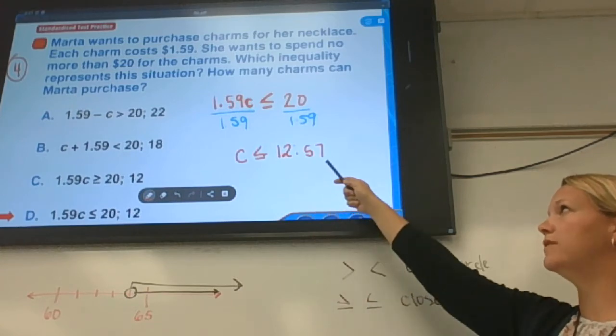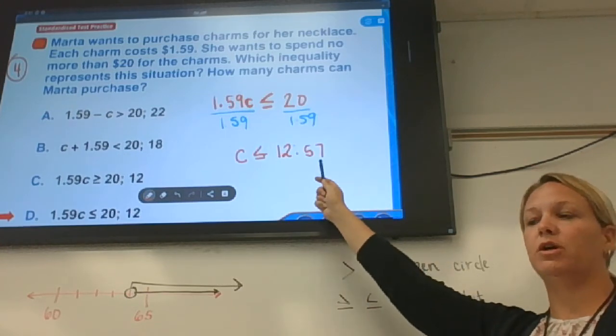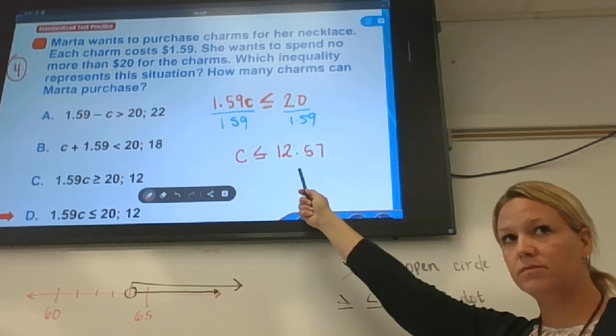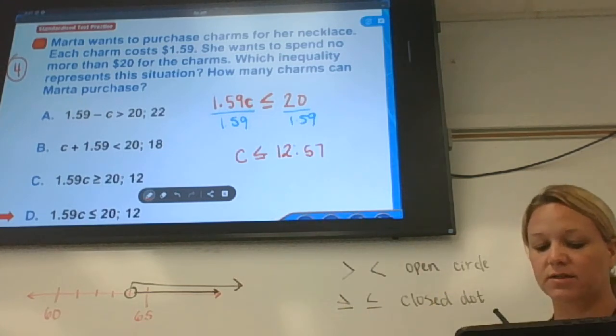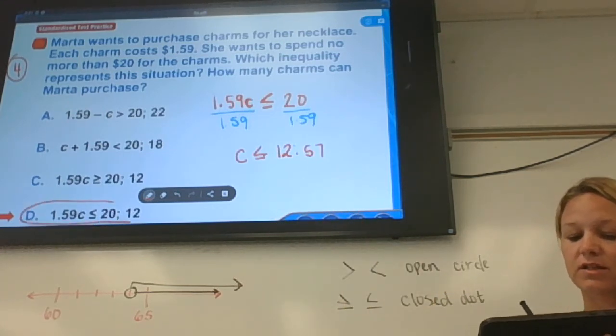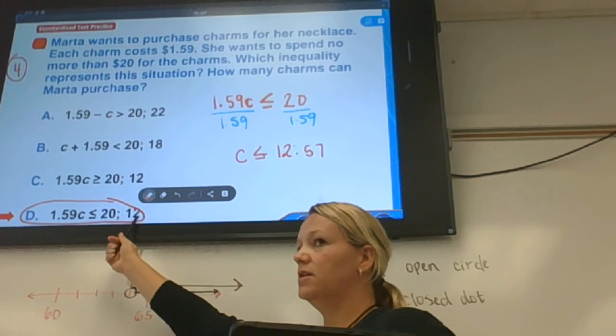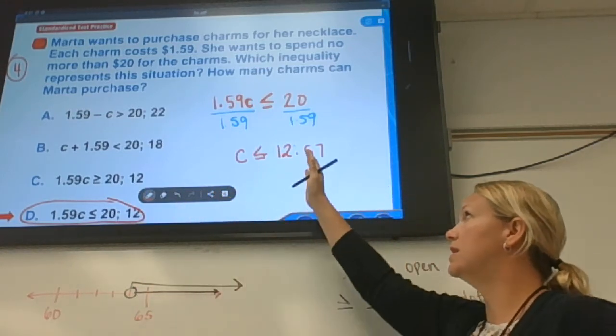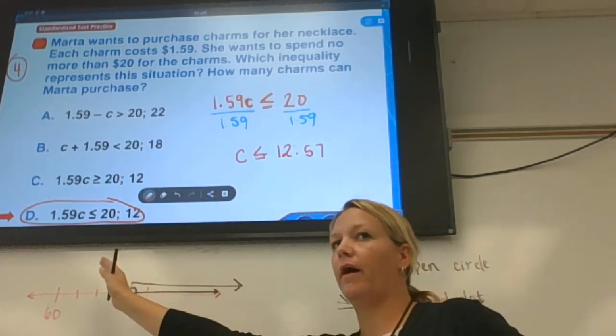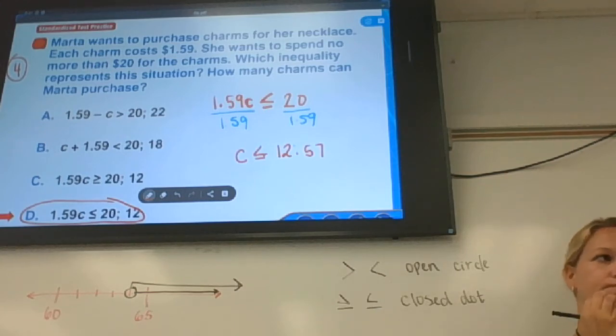Because it's 12.57, can she purchase half a charm? No, she can't. So they identified the answer as 12. When it comes to objects, you can't buy half an object. You're gonna round down from that no matter what.